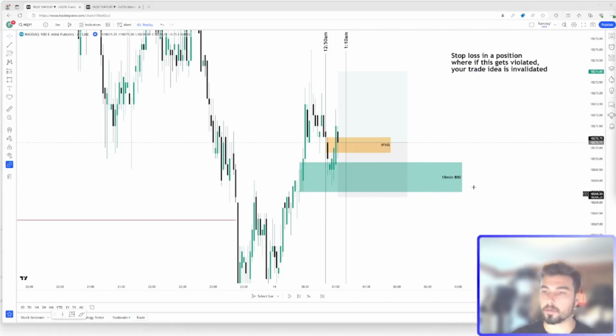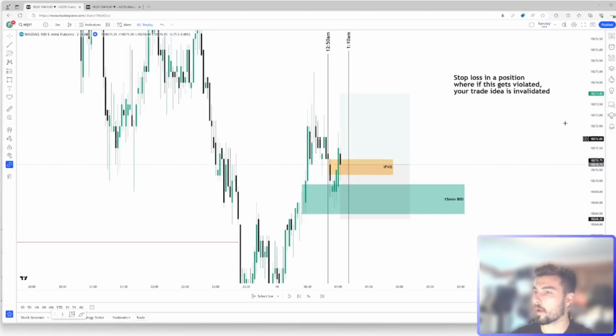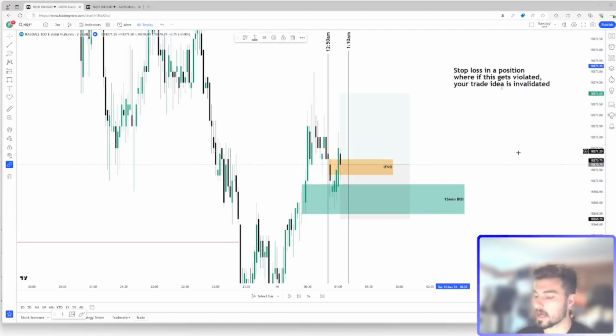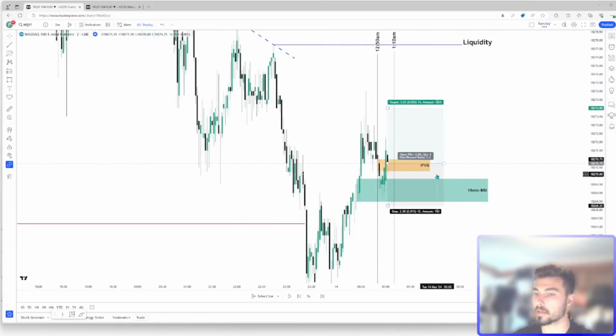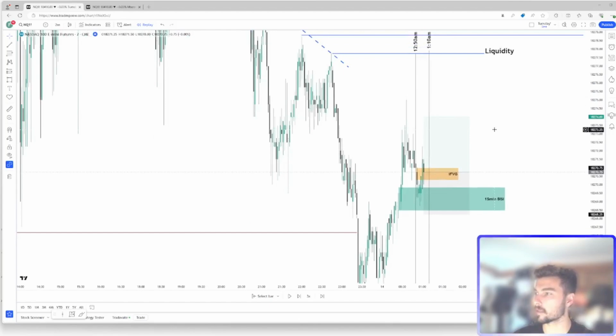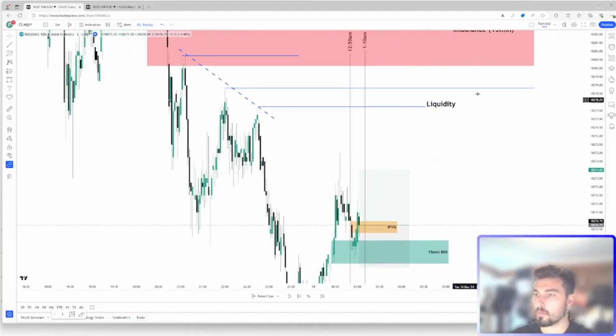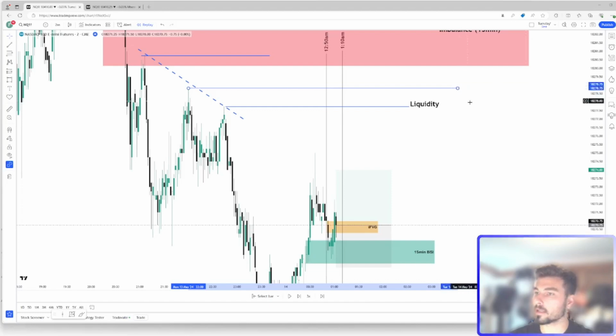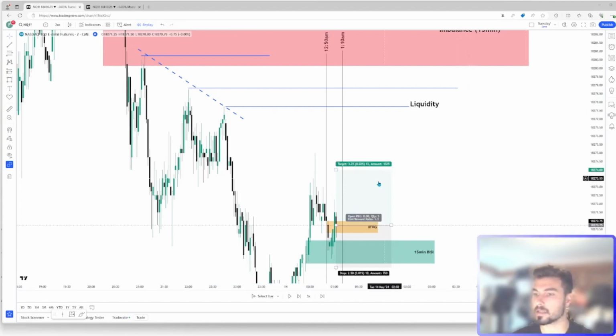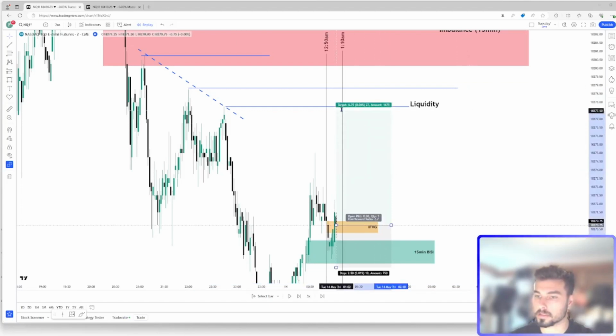Now, the next step that we've got to think about is, okay, where do I want to target and why do I want to target those particular zones? So we've done the pre-market analysis. We've come up with a narrative of where price wants to go. Now, where can we target? Well, for me, I want to target liquidity and imbalances ideally. So you could do this.